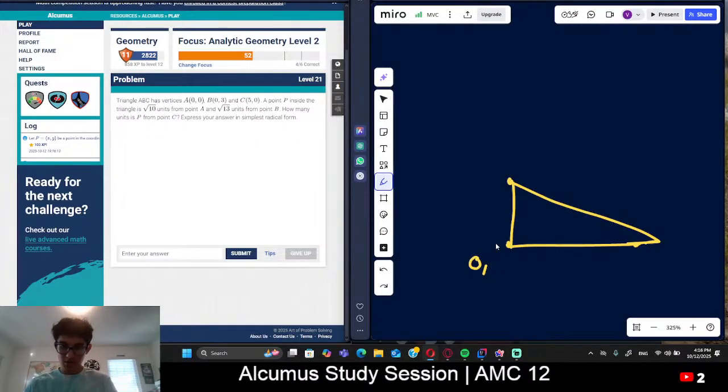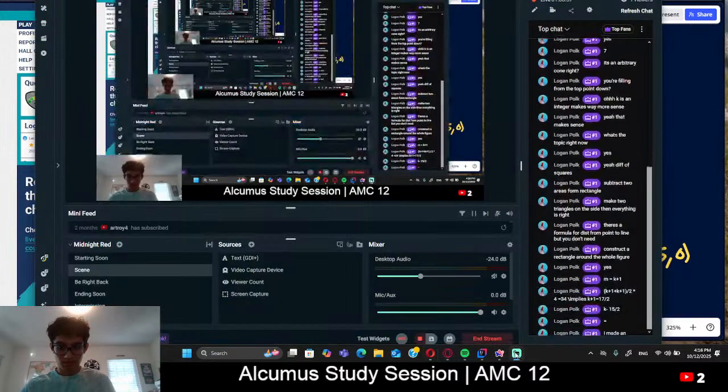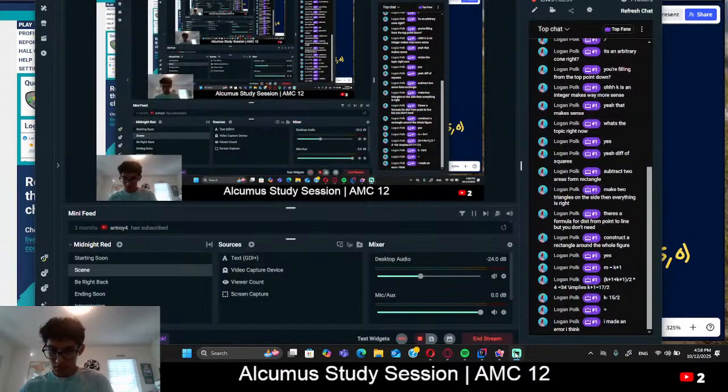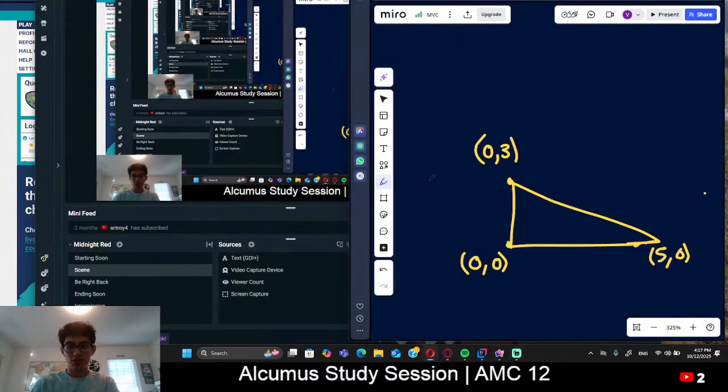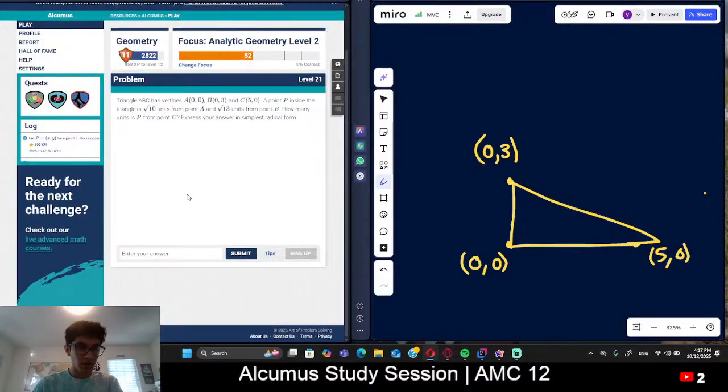I think my tablet is a little slow, so sorry about that. Oh, sorry, I'll just catch her on the chat. Yes, m equals k plus 1, k plus 4. I think that was the error that you made, because the change in y was 4, so the change in x also has to be 4.